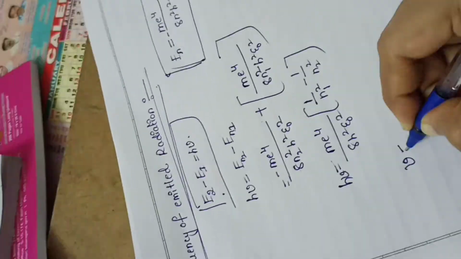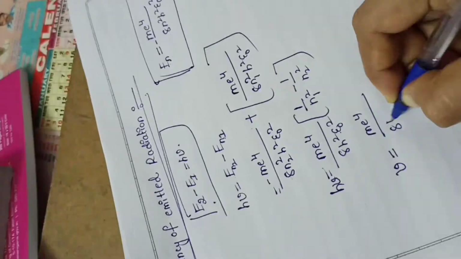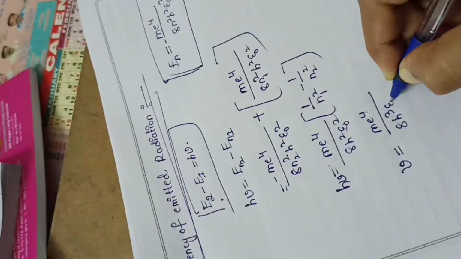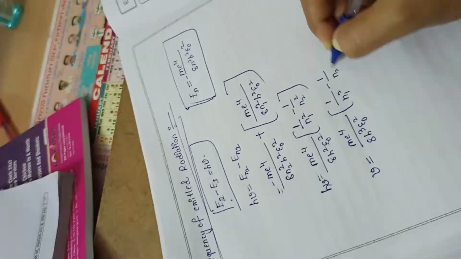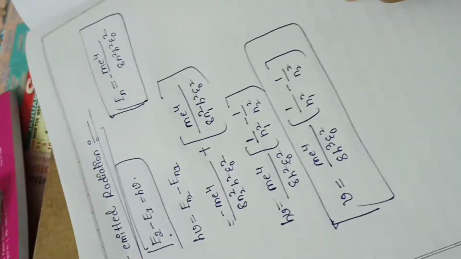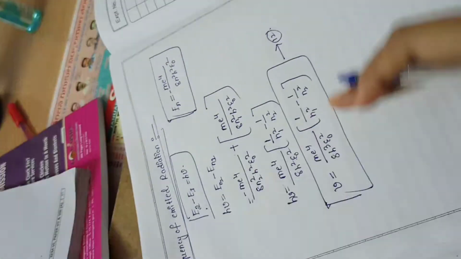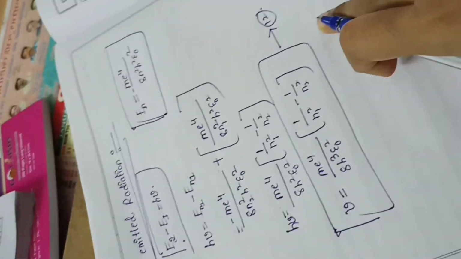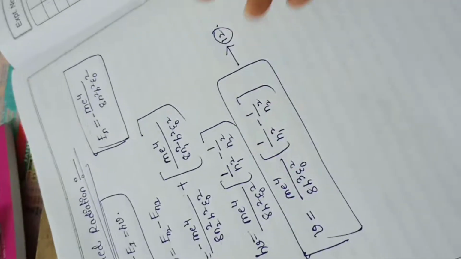That is nu is equal to m e power 4 by, take h to the denominator, 8 h cube epsilon naught square into 1 by n1 square minus 1 by n2 square. This is the frequency of the emitted radiation. Okay. For example, this is equation number 12. I am giving the numbering, so no need to bother about the numbering, whatever it may be.